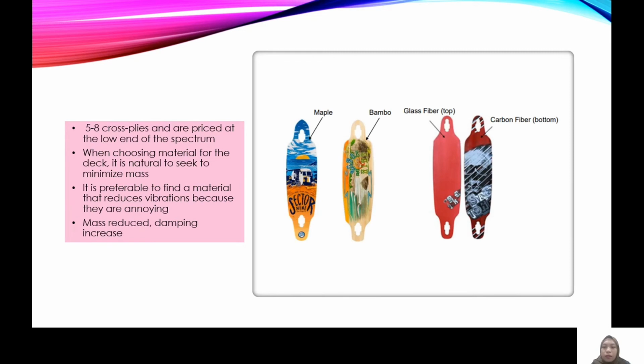Based on the figure, a traditional maple deck is shown on the left. These typically have 5-ply cross splice and are priced at the low end of the spectrum. When choosing materials for the deck, it is natural to seek to minimize mass. It is preferable to find a material that reduces vibrations because they are annoying. As a result, the goals will be to reduce mass while increasing damping.